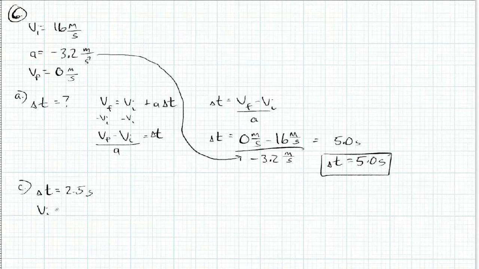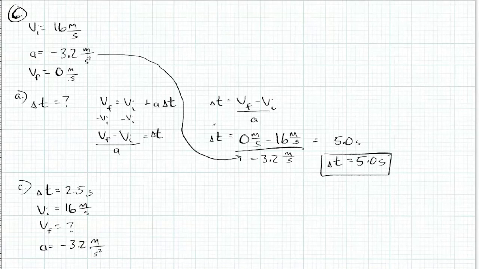Our initial velocity is still 16 meters per second. Our final velocity, we don't know what that is, so put a question mark there. And our acceleration is still the same, negative 3.2 meters per second squared.